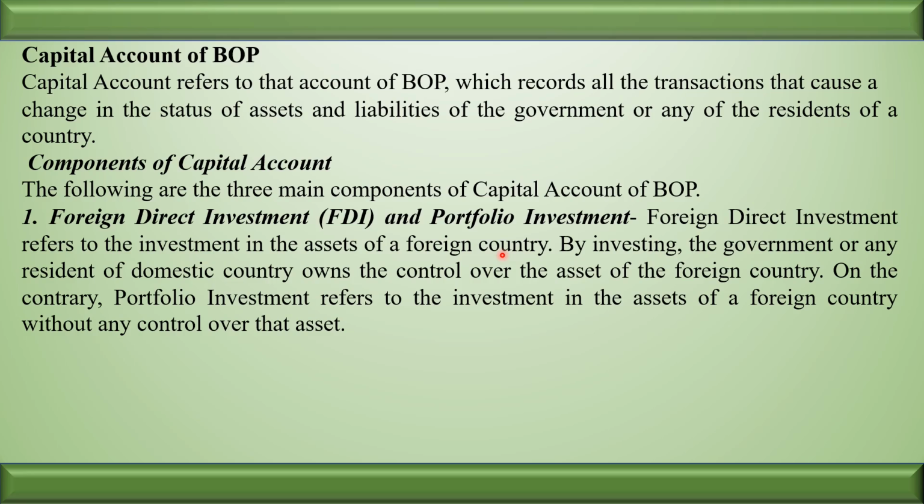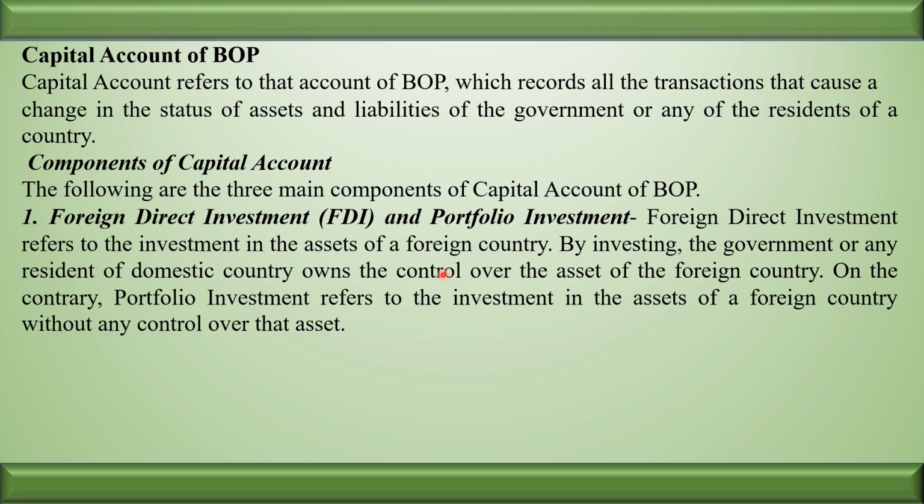When the investment is above 10% of the paid up capital of the company, it is called FDI, above 10%. And if the investment is below 10% of the paid up capital, then it is called foreign institutional investment. This foreign institutional investment is through the stock market. So when we are talking about the first component, it can be foreign direct investment or FII, foreign institutional investment, and the other one is portfolio investment.